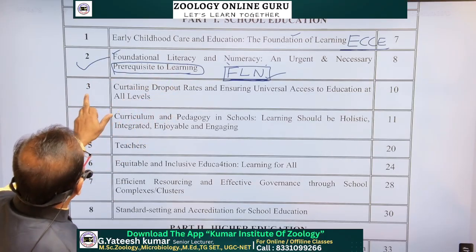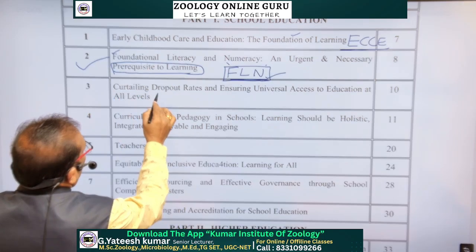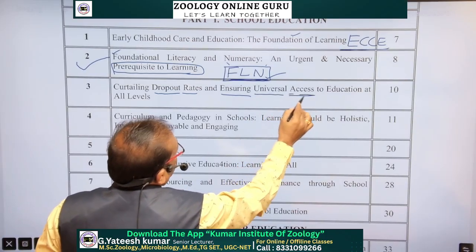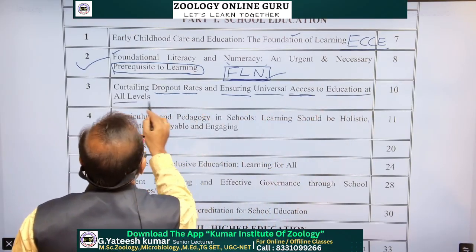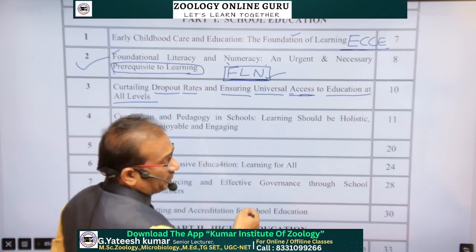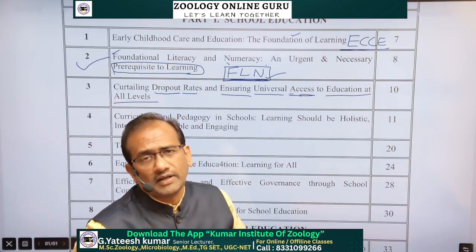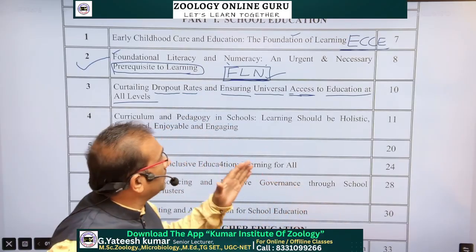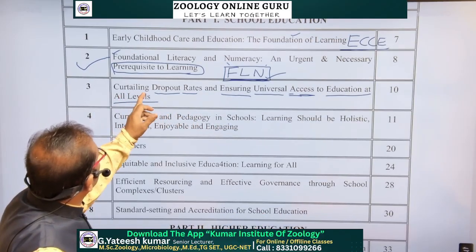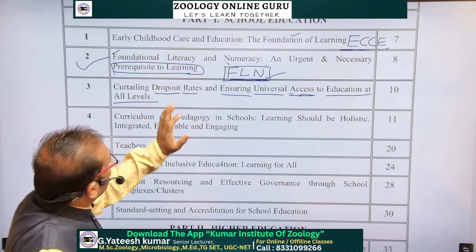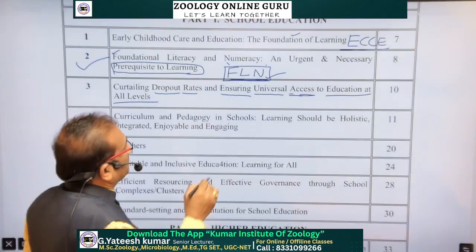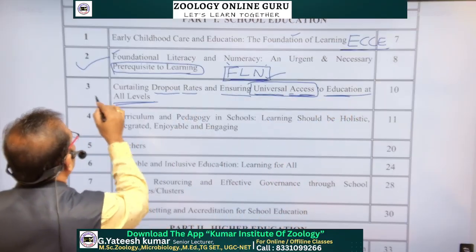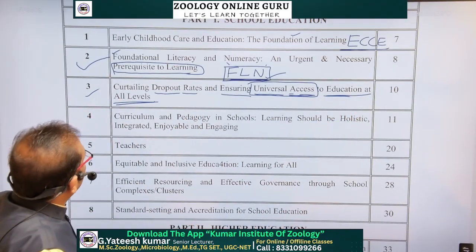In part 1, chapter 3 is curtailing dropout rates and ensuring universal access to education at all levels. At all levels and stages: pre-primary, primary, high school, secondary grade. Curtailing and stopping dropout rates and ensuring universal access to education at all levels is present in chapter 3.